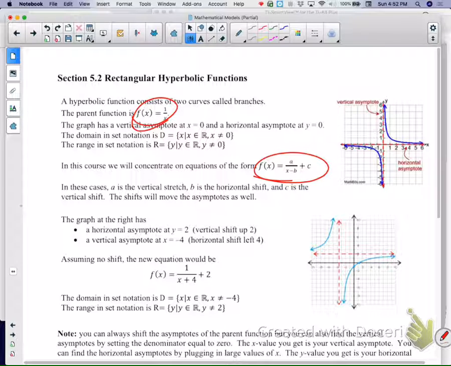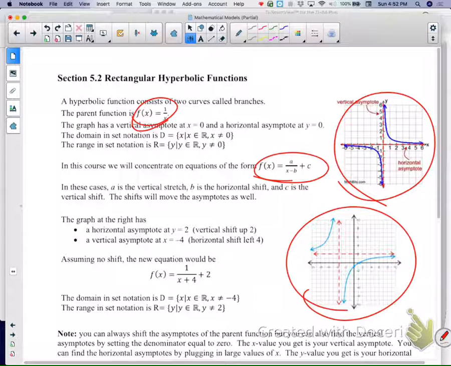So for example, the graph down here below is just a shift of this graph right here. So in this case, the horizontal asymptote has shifted up 2. So that would be y equals 2. The vertical asymptote has shifted to the left 4. So that would be x is equal to negative 4. This is assuming no stretch, the new equation would be f of x equals 1 over x plus 4, plus 2.